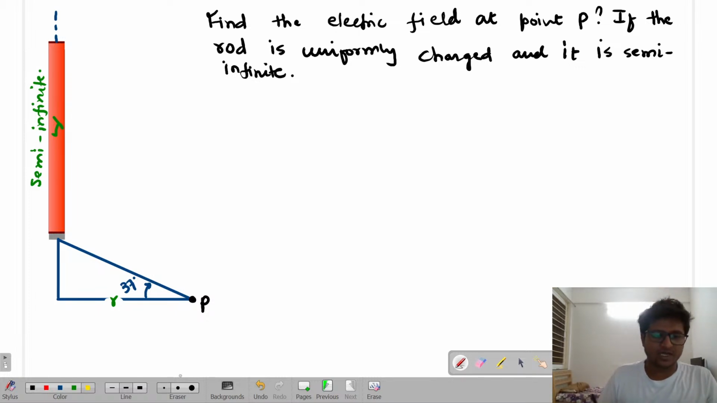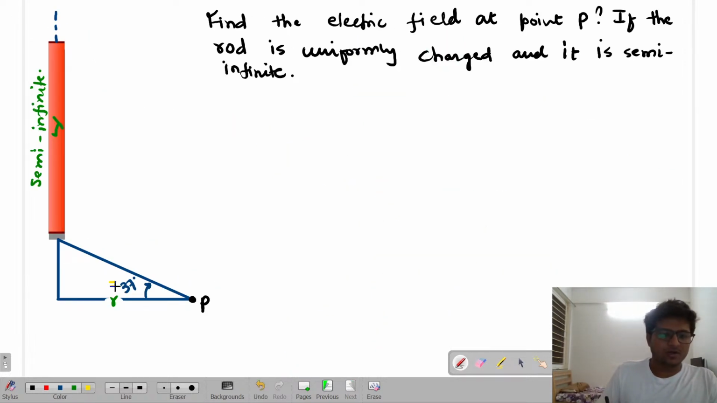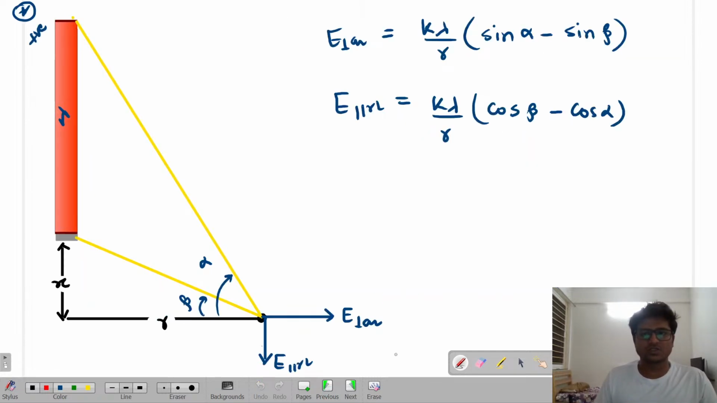Achha, if it is semi-infinite, we can apply the generalized idea of this question, isn't it? I need beta and alpha. Beta I am already aware of, which is 37 degrees. But what is alpha? Alpha is simple. If the other end is infinite, then alpha is 90 degrees. So here we have alpha equal to 90 and beta equal to 37. That's all. Then we can apply the direct formula.